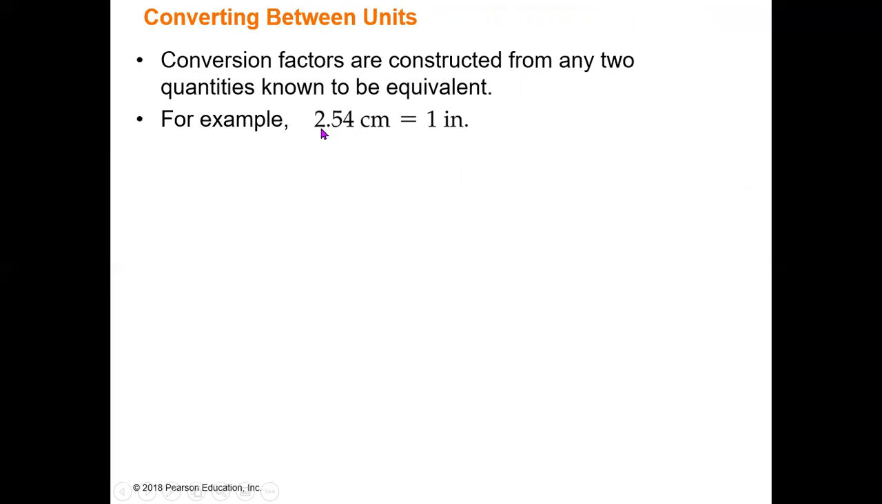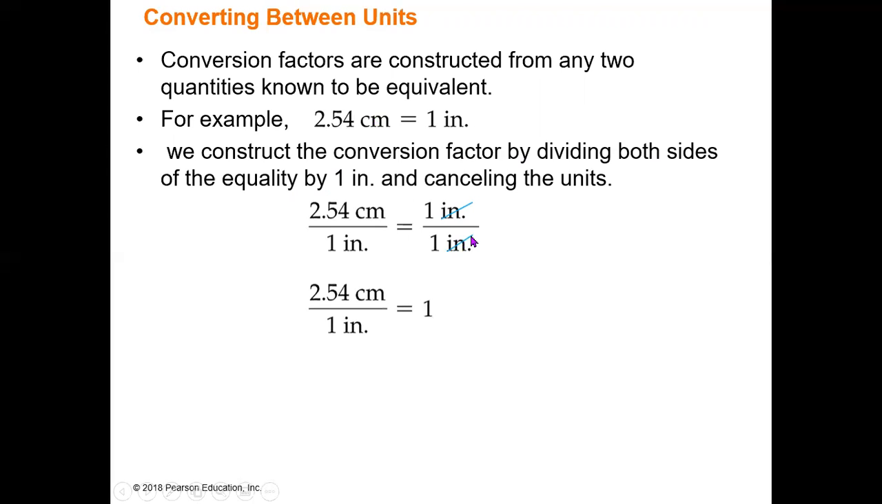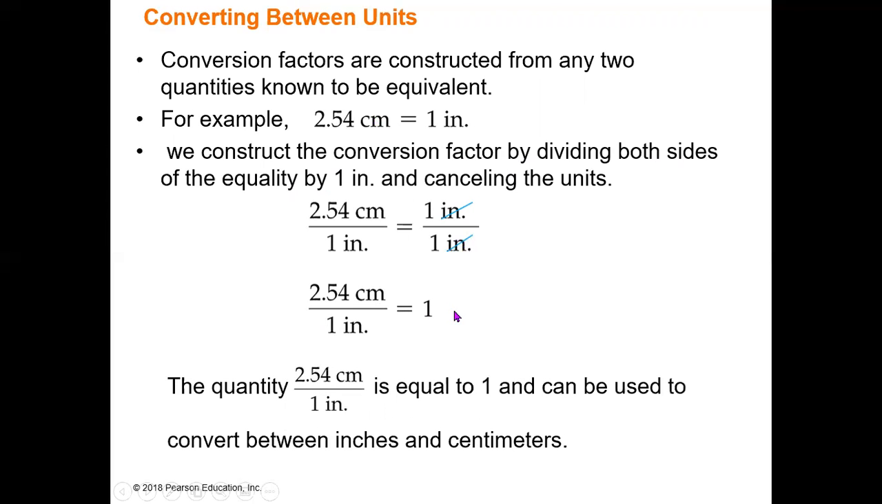1 inch is equal to 2.54 centimeters. So this is an equivalence. We can construct the conversion factor by dividing both sides of the equality by 1 inch and cancelling the units and the number. So 1 cancels with 1, still 1. What we get is 2.54 centimeters over 1 inch equal to 1. This quantity equal to 1 can be used to convert between inches and centimeters.